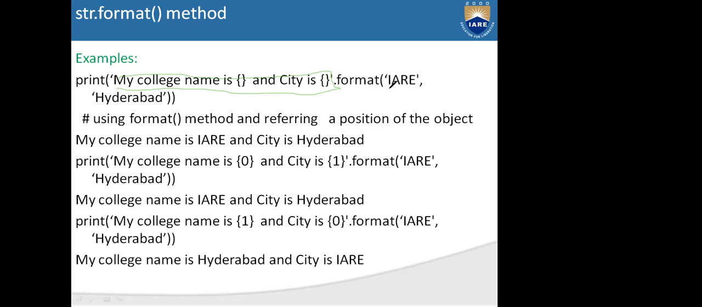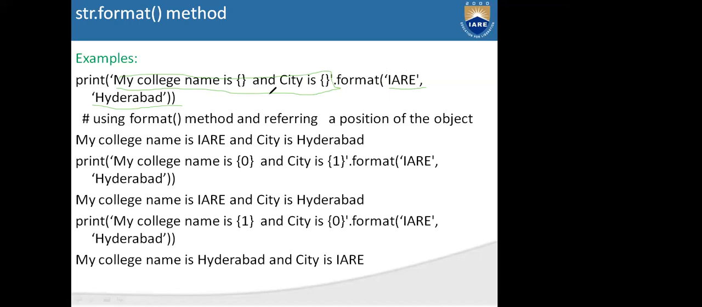Dot format parenthesis. Here we are going to write some arguments. These arguments may be either constants or variables also. If it is a variable, the variable will be passed. If it is a constant, the constant will be passed as it is. What type of data here? We are using IARE within quotations as well as Hyderabad within quotations. That means these are going to be used as arguments now, string constants. So this is the first string constant, this is the second string constant.